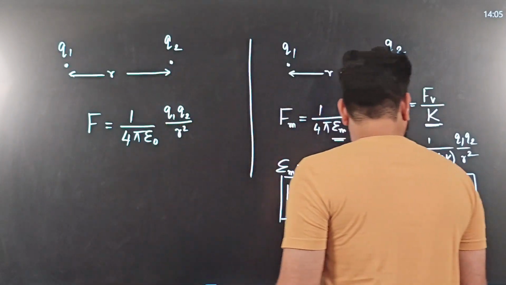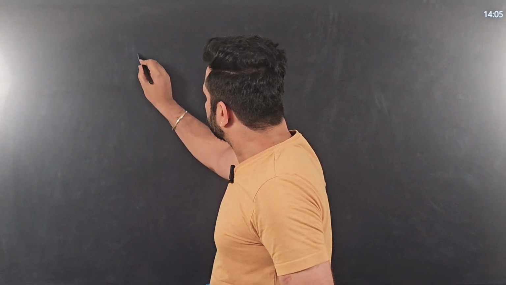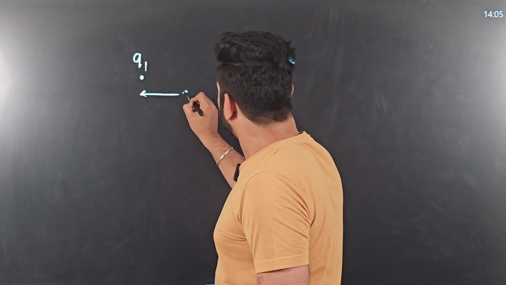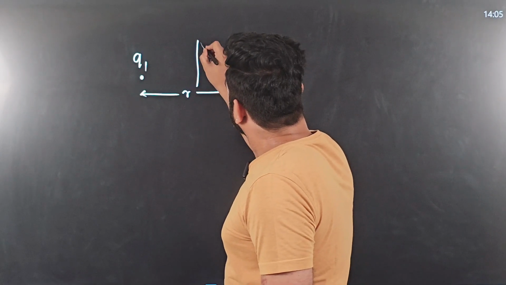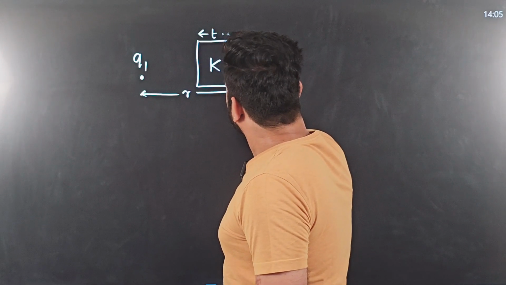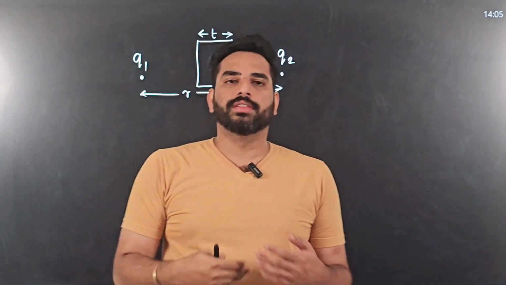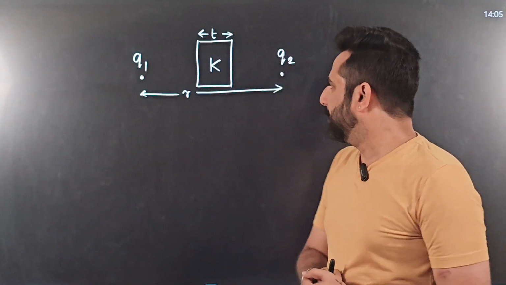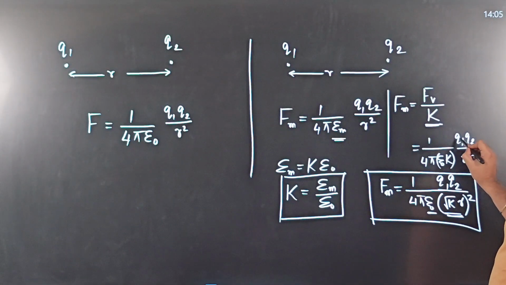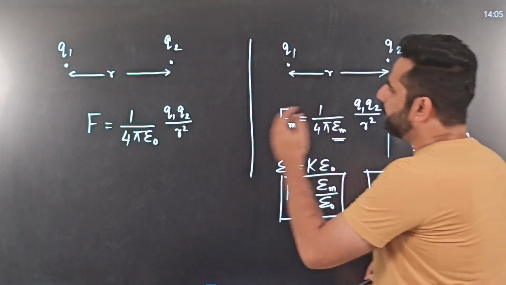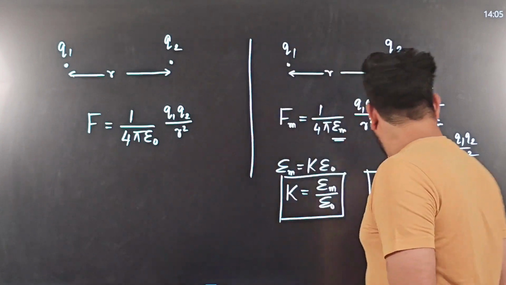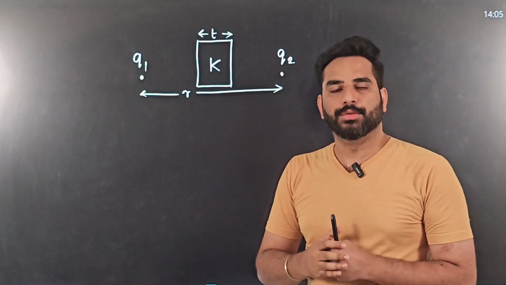So now let us get into the problem. Say there are two charges, Q1 and Q2, separated by a distance r, and a dielectric slab of dielectric constant k and thickness t is inserted between them. Now what is the force of interaction between them? If the entire medium is dielectric medium, this is the force 1 by 4 pi k epsilon naught Q1 Q2 by r square. Or if the entire medium is vacuum, it is 1 by 4 pi epsilon naught Q1 Q2 by r square. Now there is a dielectric slab which is inserted between two charges.